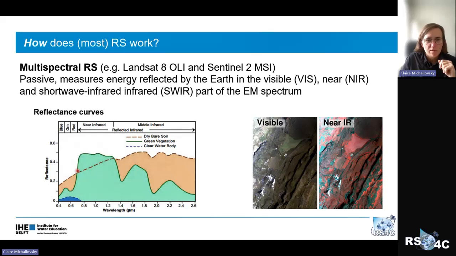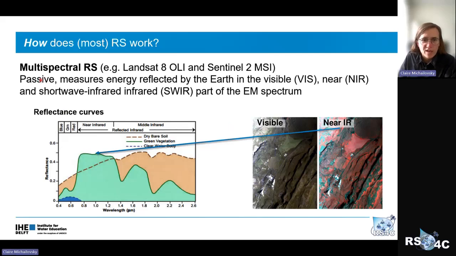But if I keep following this curve, I can see that if I'm looking in the near infrared, I have a really high signal. That's what's seen here in this image with the near infrared, where the red part is really highlighting my green vegetation. By using this knowledge we have about how different surfaces interact with energy in different parts of the electromagnetic spectrum, we're going to learn a lot about our land surface. This is what, for example, land classification products are based on.